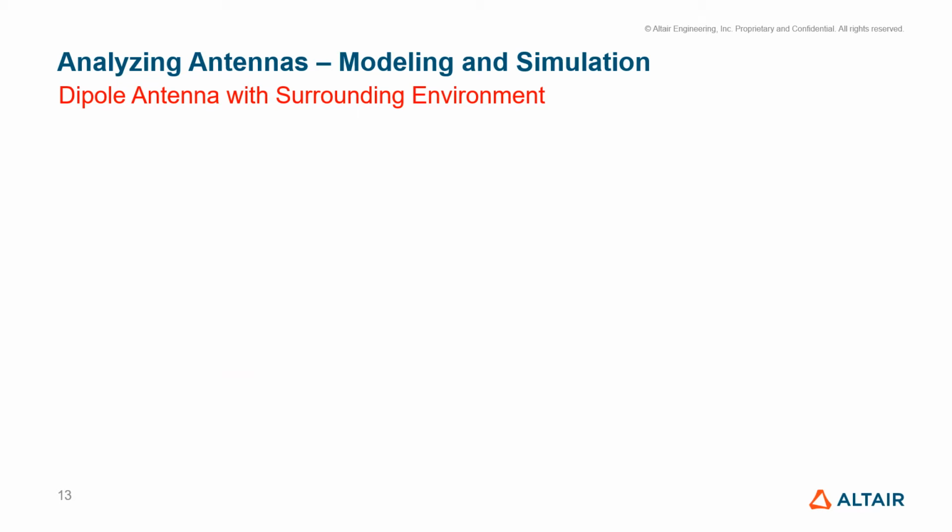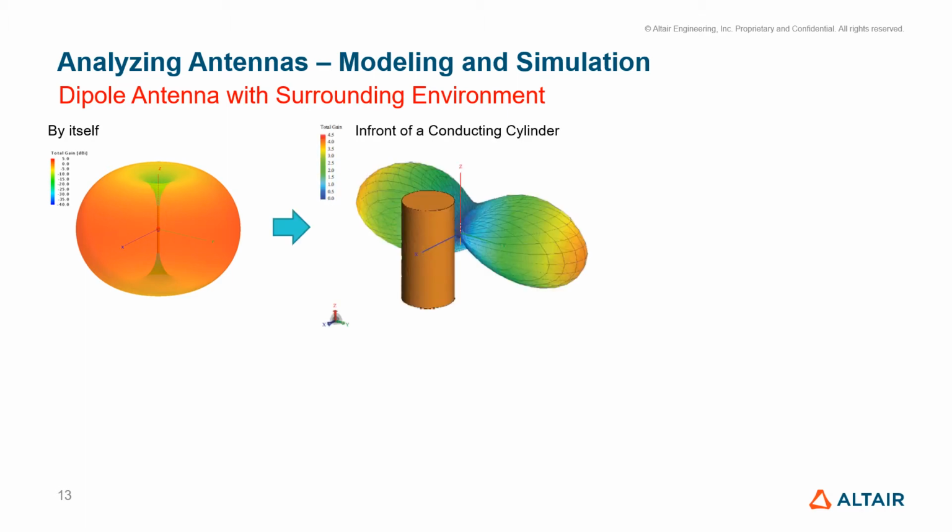One of the challenging tasks is not just computing the electric field because of the dipole, but also including the surrounding environment into the calculations. Of course, by itself, we can see the radiation pattern is very nice, and typically it is referred to in textbooks as a donut pattern because it looks like the donut that we are familiar with. But what happens when you put a conducting cylinder in front of this dipole? What kind of radiation pattern can you expect?